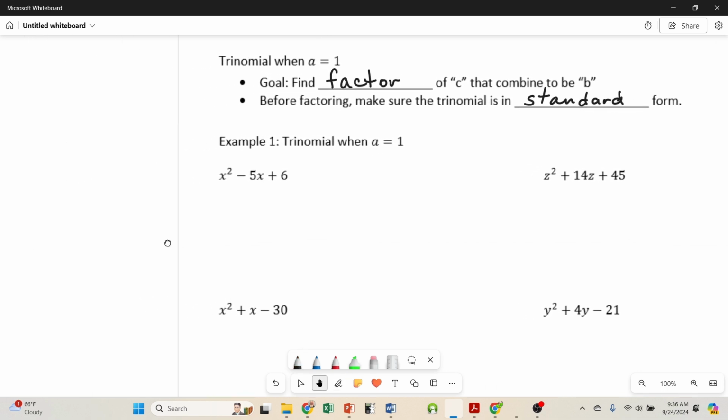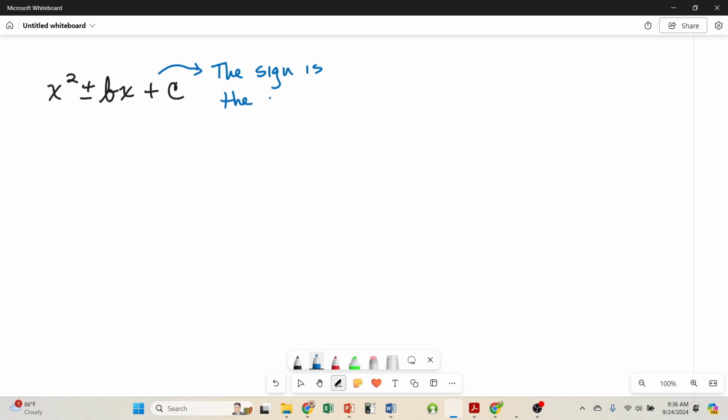Alright, so I want to come over here and give you some extra notes, so find a place to write this down. We're given x squared plus or minus bx plus c. This sign tells us the sign is the same in both factors. This tells us what the sign is.